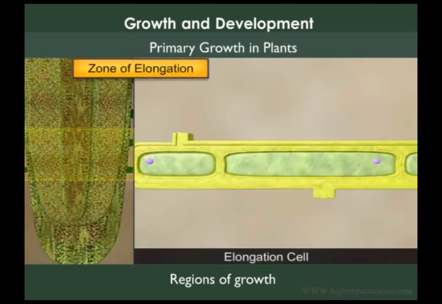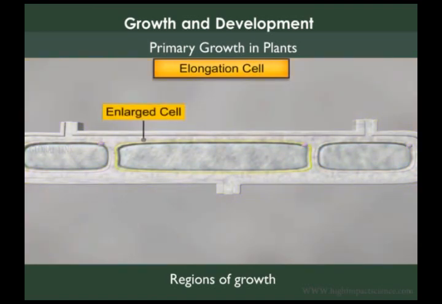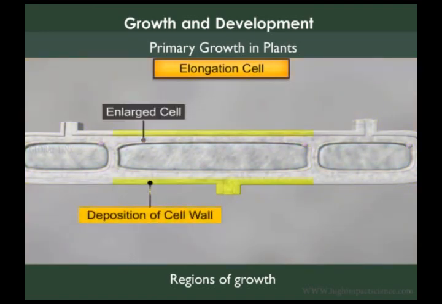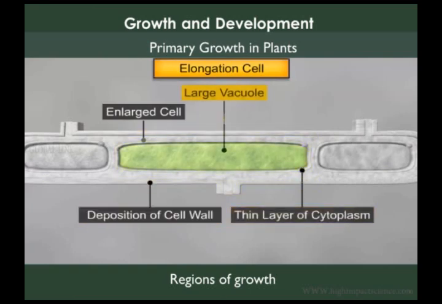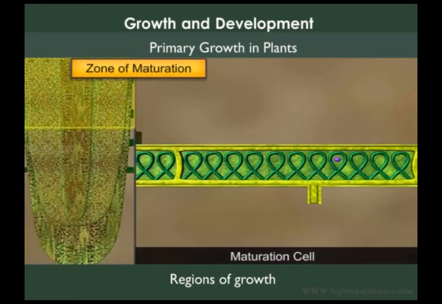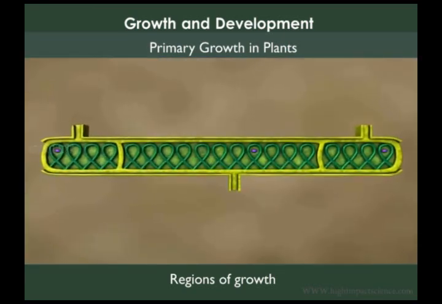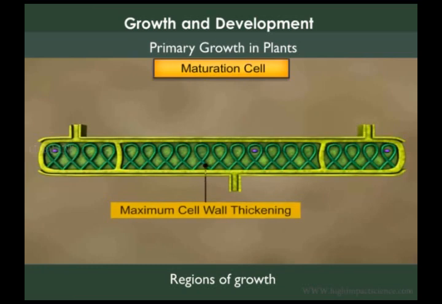The zone of elongation lies next to the meristematic tissues. This region is characterized by enlarged cells, deposition of a new cell wall, a thin layer of cytoplasm, a large vacuole, and a tiny nucleus. Next is the zone of maturation. This zone is characterized by mature cells that have reached maximum size in terms of cell wall thickening and cytoplasm.